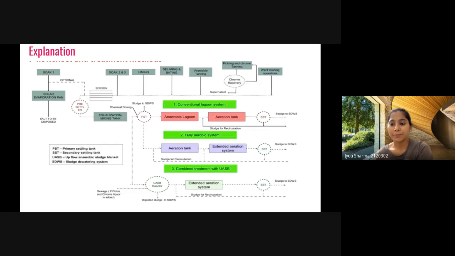Okay, because as I told you, in the wastewater we will have high BOD, high COD, we may have some nutrients, we may have some chemicals. And we already have learned if there is high BOD and COD, secondary treatment is more useful. And in the green color and near to red color, you can see we are using biological treatment. So we are using conventional lagoon system, anaerobic lagoon, aeration tank, fully aerobic system, and combined treatment with UASB. So we can use this so that we can remove high BOD from the wastewater.